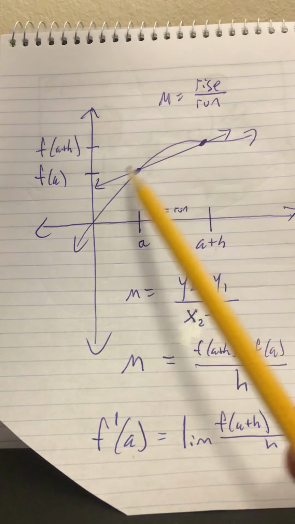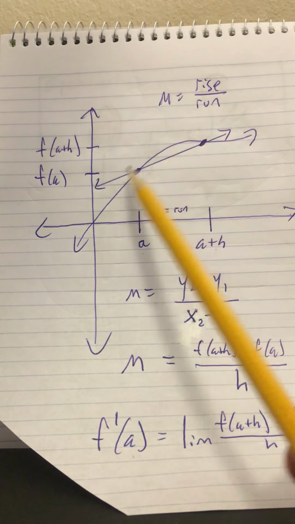And we're going to use h to represent the run. h is how far away that second x value is from A. If it's far away, then the run is big, so h is big. But when it's small, h is small. And remember, we're going to find the limit as this point collapses down on this point on the x-axis. So as the run collapses to 0, as h goes to 0, that's what we're going to do.